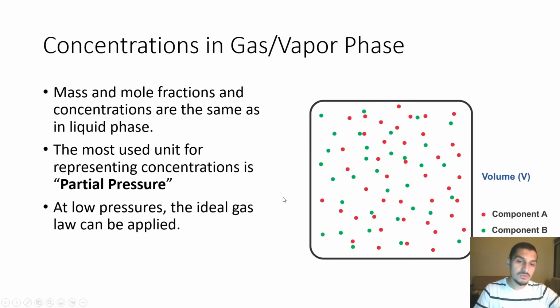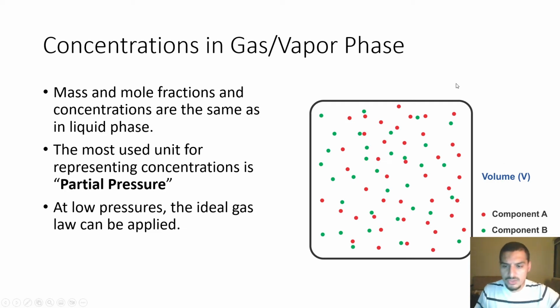For the gas phase, as we said before, we have the same four units for concentration, but the extra unit that we use is the partial pressure. And the partial pressure is widely used as the main unit that we use to represent the concentration in the gas phase.